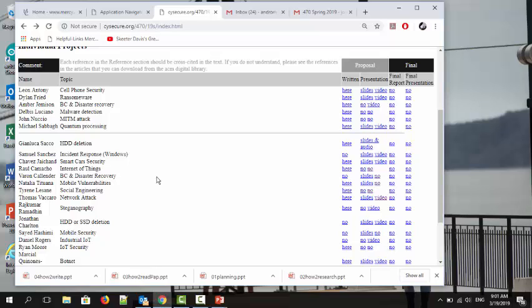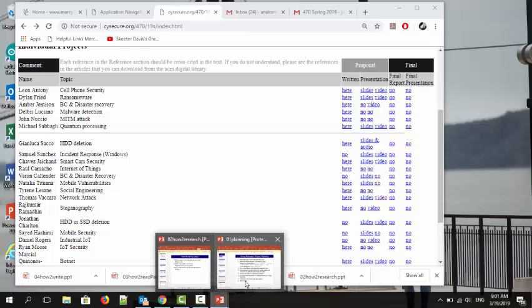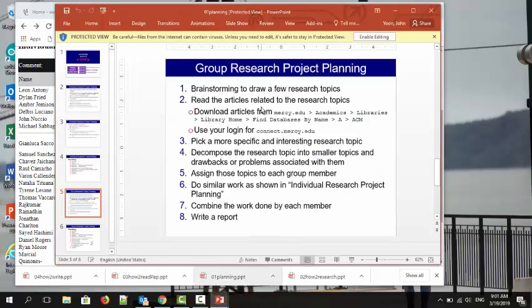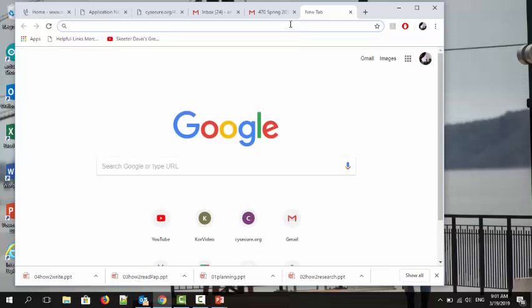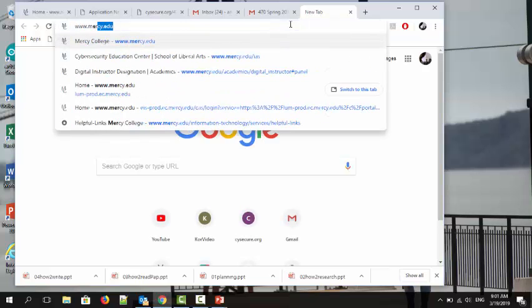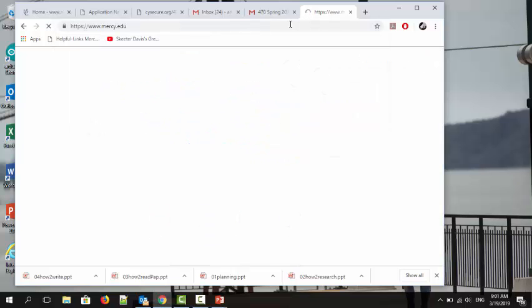So a topic is chosen. Then you have to read some articles. Articles can be downloaded as far as you are here at Mercy, right? For those who do not know yet, I can show it to you one more time. If you go to, say, academics, there's library. Okay, library. And then you have to choose a database by name.